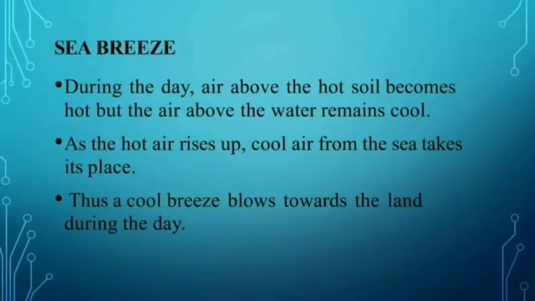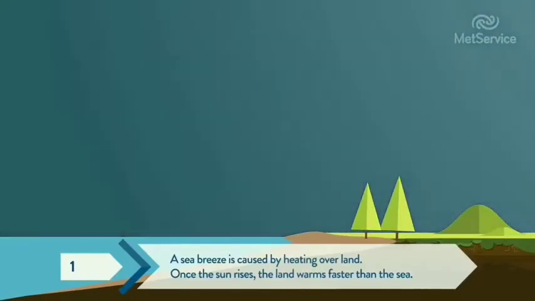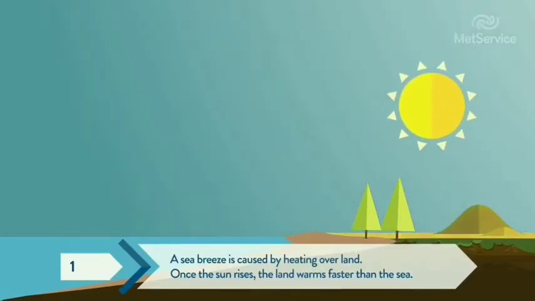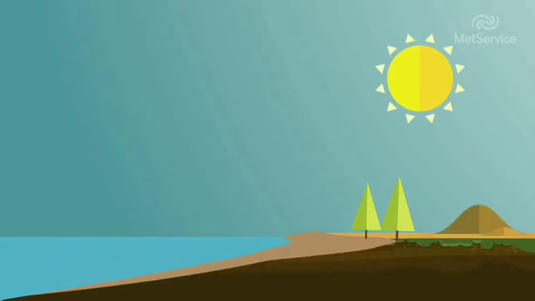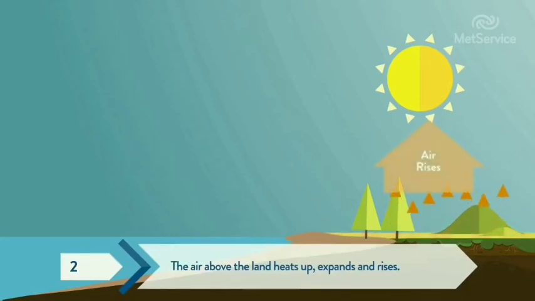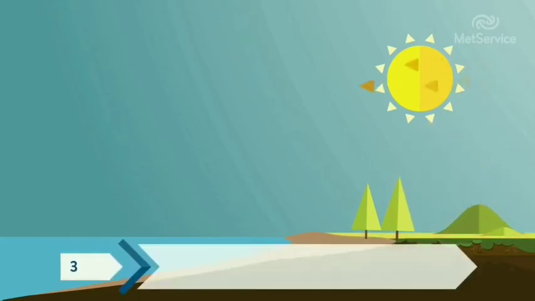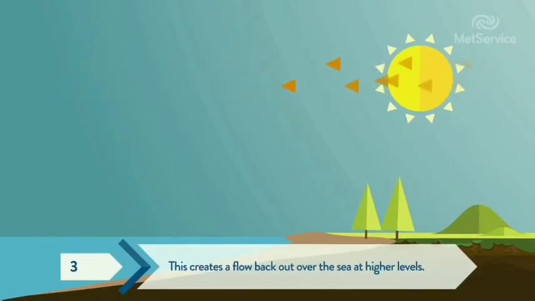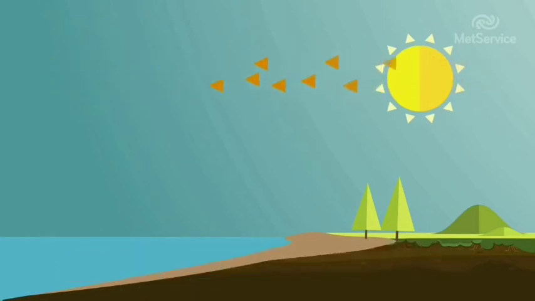Let us understand what is sea breeze. During the daytime, air above the hot soil becomes hot, but the air above the water remains cool. As the hot air rises up, cool air from the sea takes its place. Thus, a cool breeze blows towards the land during the day. Let us understand this phenomenon by an animation. Look here. This is a coastal area, and the sun is heating up the land area in the coastal area. Then what is happening? The hot air from the land will rise above, and there will be a gap. So the cool air from the sea will come towards the land to fill up the gap.